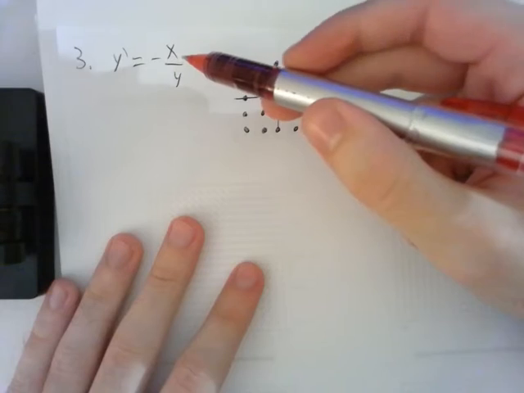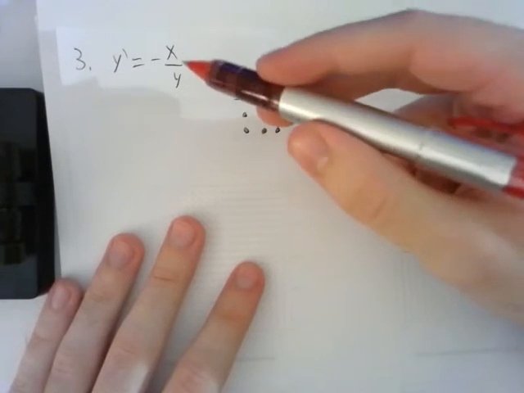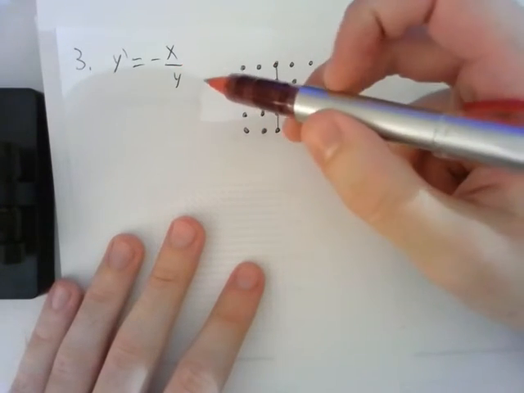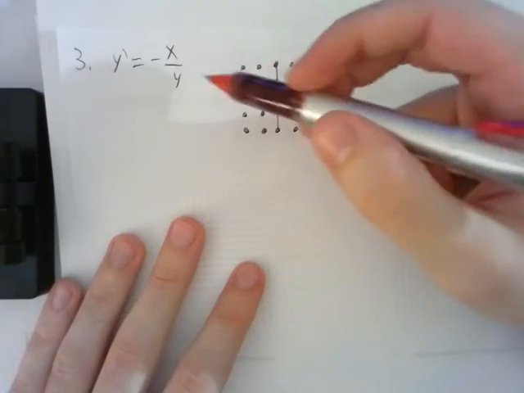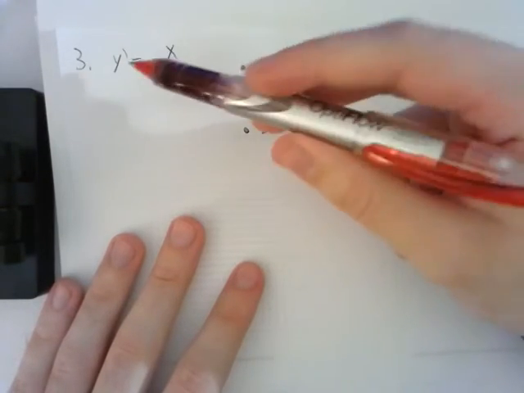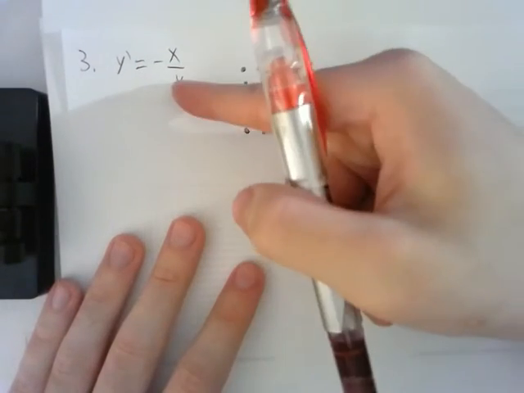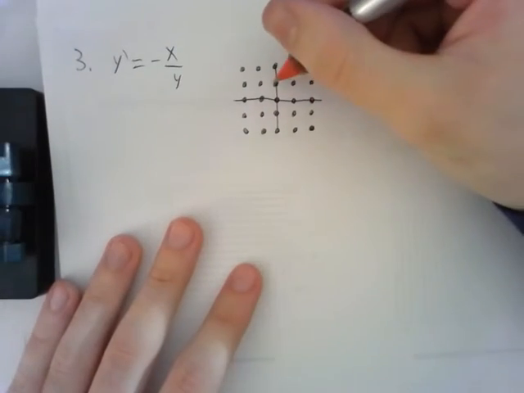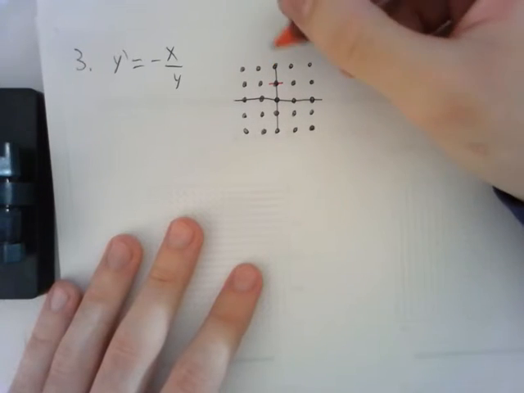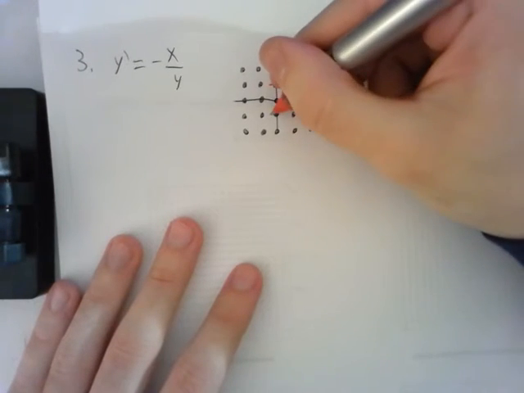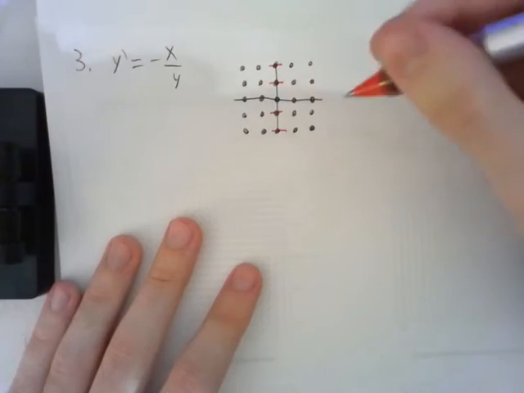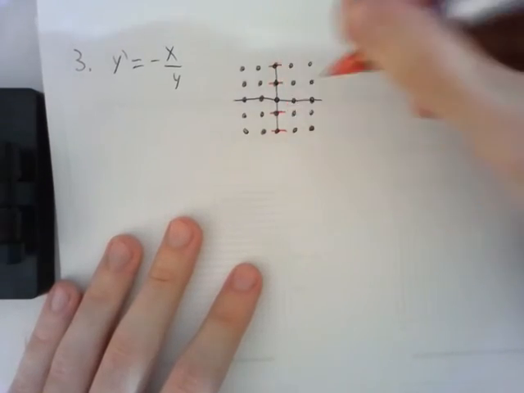So the first thing that we notice is that whenever x is equal to 0, except for when y is also 0, the slope will be 0, right? Because if we plug in x equals 0, then y prime just equals 0, as long as the denominator is not 0. So that means we can sketch in all along the y-axis where x is equal to 0. The slope is just horizontal, so that means we draw a little line with a slope of 0.